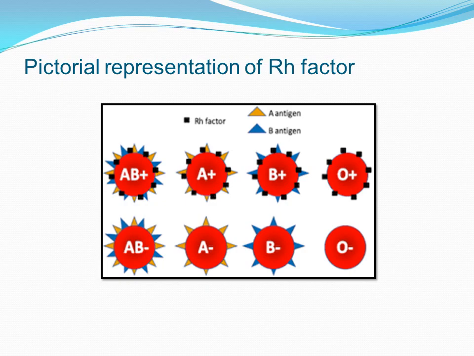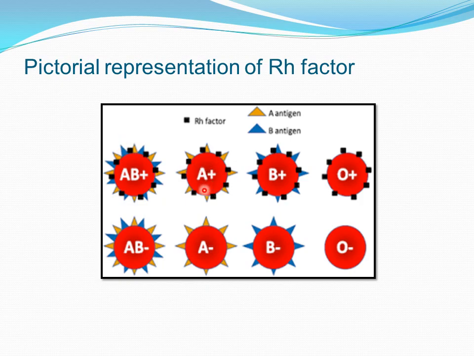Now in this slide we can see a pictorial representation of the Rh factor along with the A and B antigens. Let us see the AB positive blood group. I have shown here that this yellow one is the A antigen, and this blue one is the B antigen, whereas the small black squares are the Rh factor. Now AB positive has the A antigen, the B antigen, as well as the Rh factor.